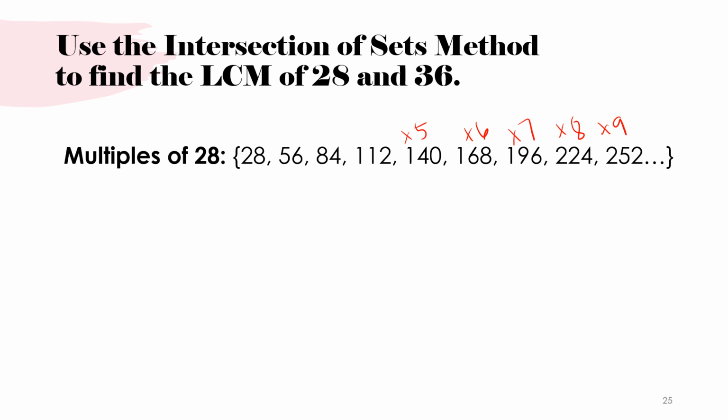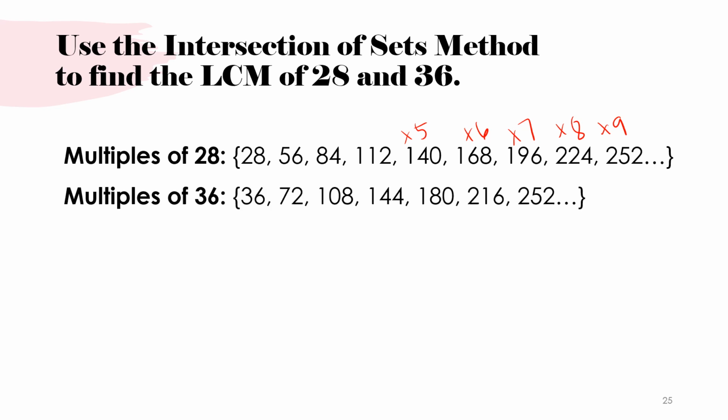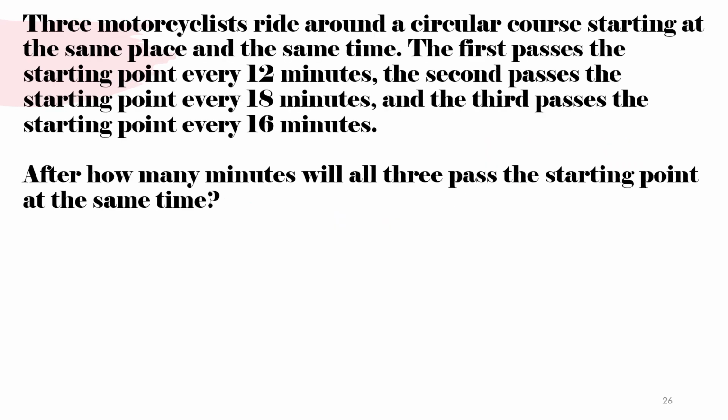If we look at the multiples of 36, we have 36, 72, so that's times 1, times 2, then 108 is times 3, 144 is times 4, 36 times 5 is 180, 36 times 6 is 216, and then 36 times 7 is 252. So you only need to list these multiples until you find that common multiple, because it's supposed to be the smallest multiple that they have in common. So since 252 is a member of each of these sets, we know that it must be the least common multiple.